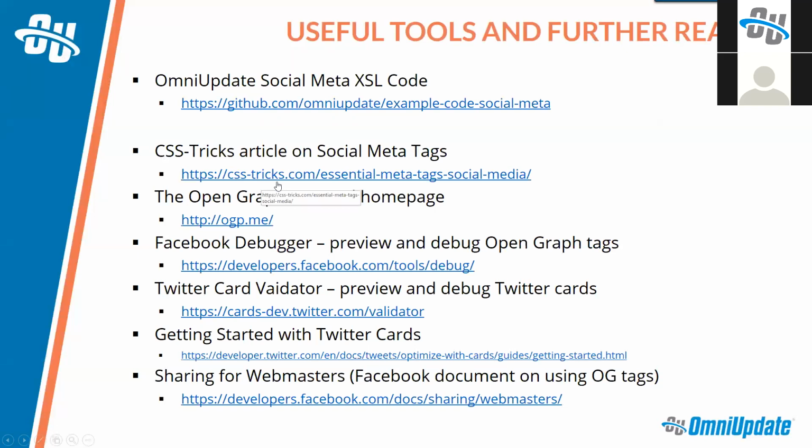There was a great CSS-Tricks.com article on social meta tags just to kind of explain the essentials. There's also some great documentation on the Open Graph Protocol's homepage. So if you go to ogp.me, that will explain all of the Open Graph tags, and it's directly from the source. It's from the people who maintain that protocol, so you know it's accurate.